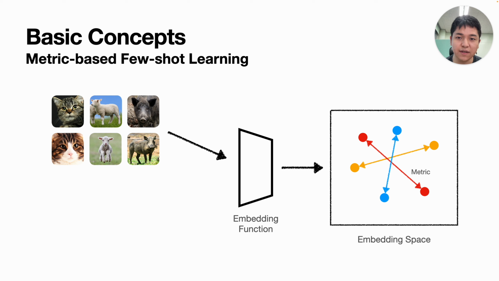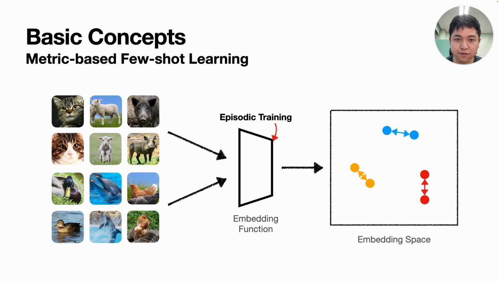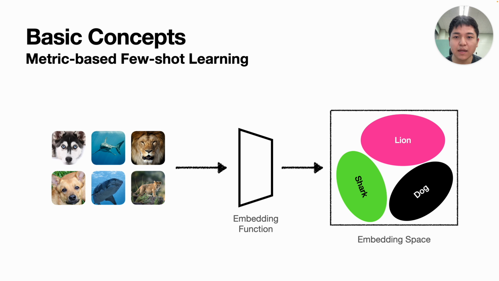Metric-based feature learning is one of the feature learning methods. It aims to make a good embedding function to map images into embedding space. The user trains a best amount of images to make the embedding function. We call it episodic training. It allows the embedding function to map similar images close to the embedding space.